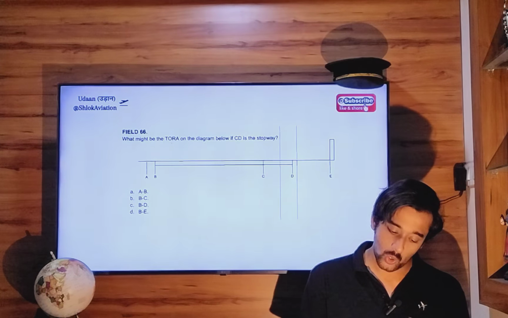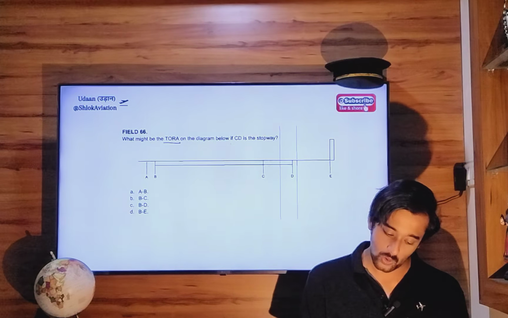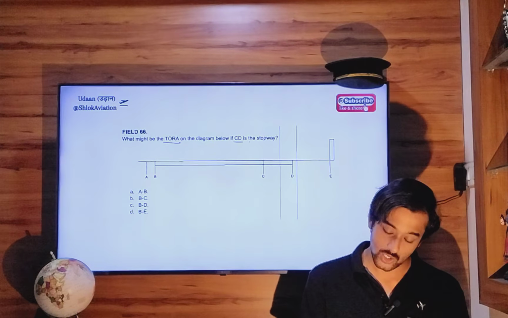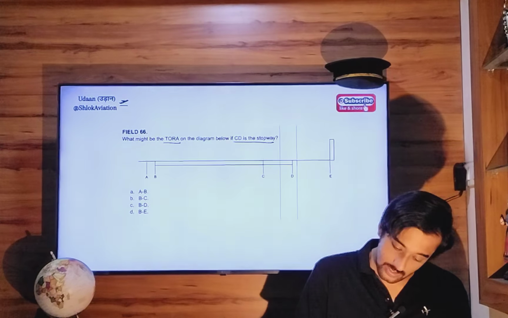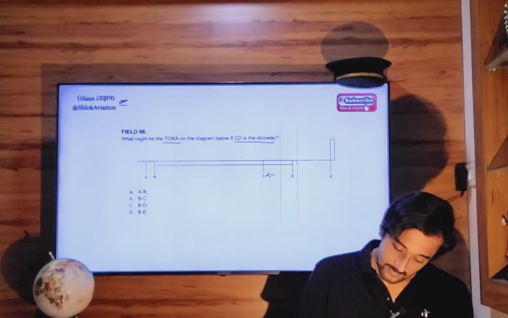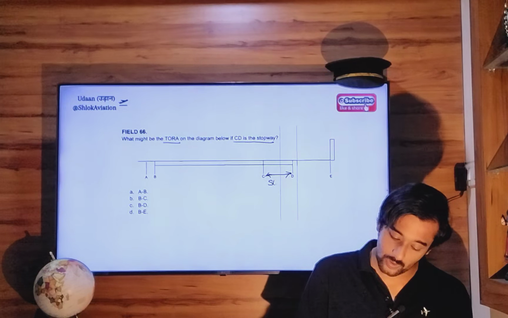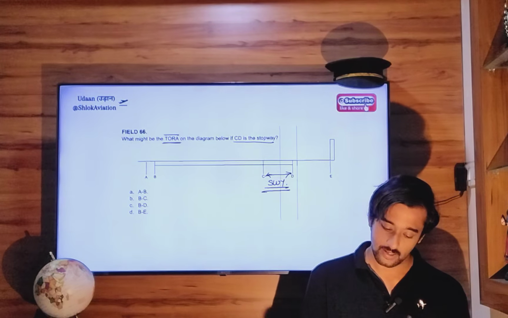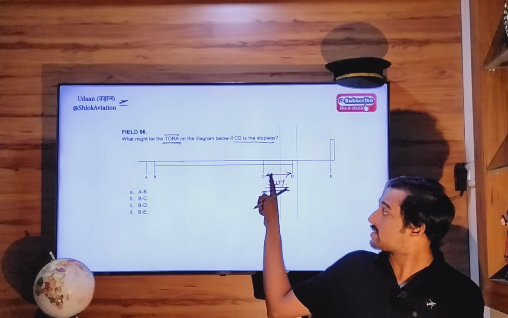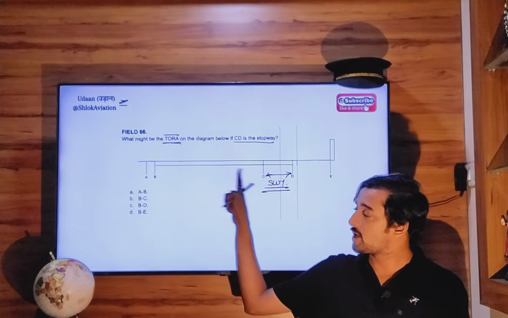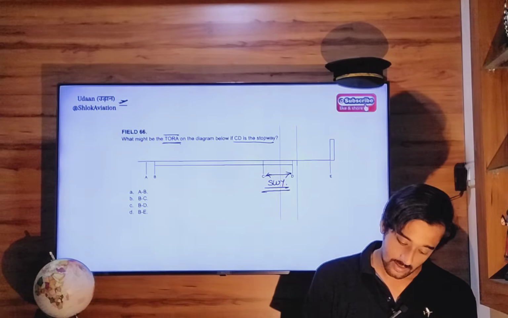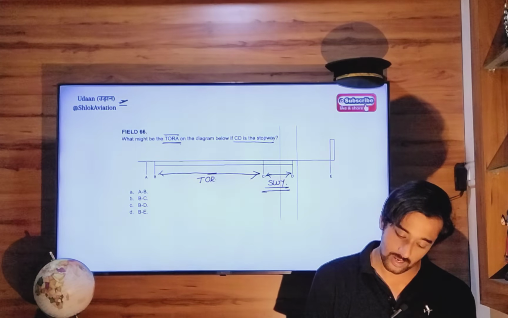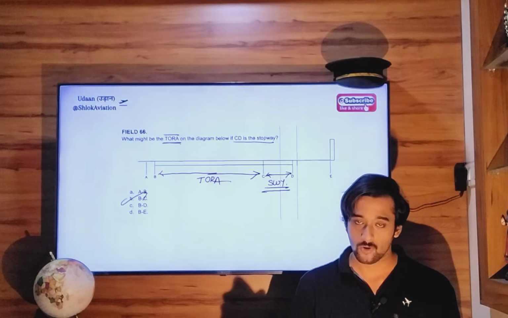Next, what might be TORA on the diagram below? What might be the takeoff run available if CD is the stopway? So CD is your stopway, right? Takeoff run available. So this is your stopway, so this will be your takeoff run available. BC will be your takeoff run available. So option Bravo.